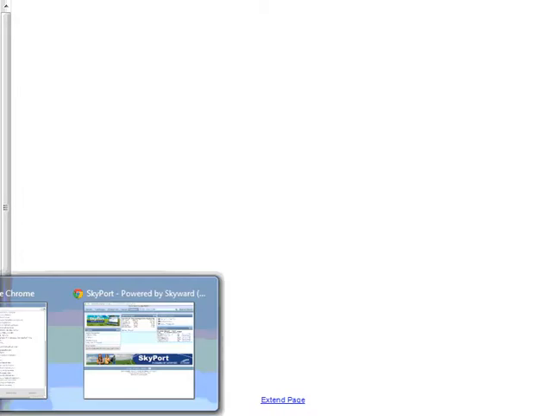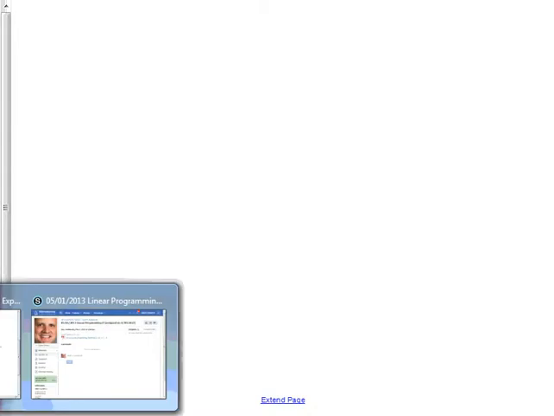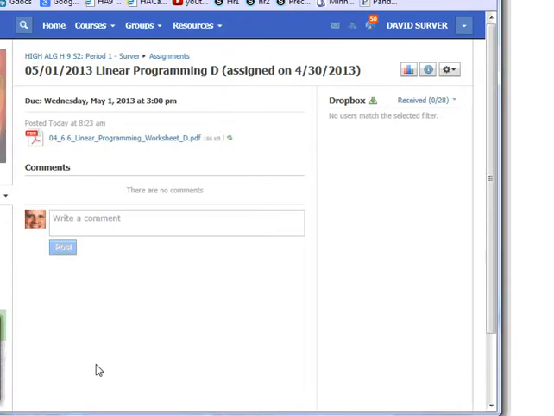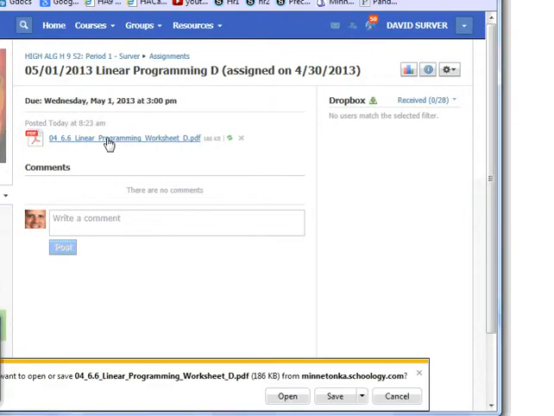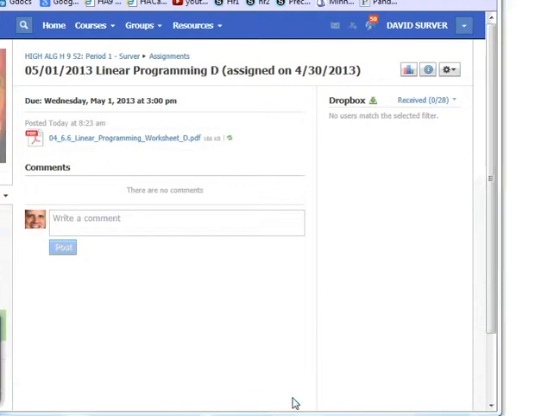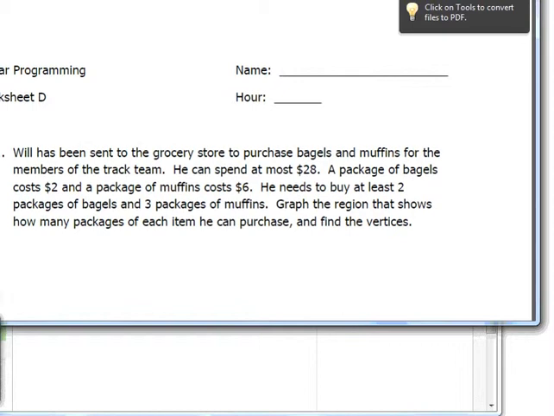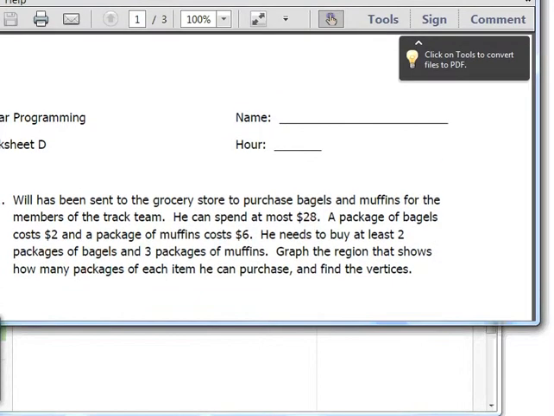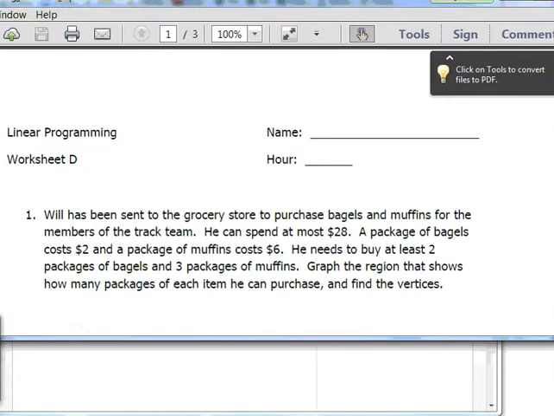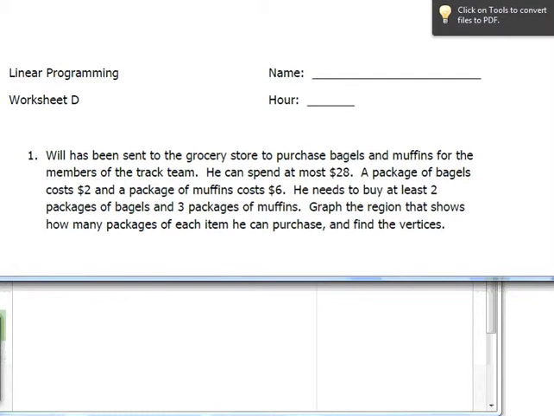It is on Schoology, and it's under today's date, which is 4-30-2013. Now, there are 2 things listed there. So you want to find the one called D. And I will pull that one up here, too. This one. 6.6 Linear Programming Worksheet D. Okay. Yep, and we'll do the review there. All right, so this.